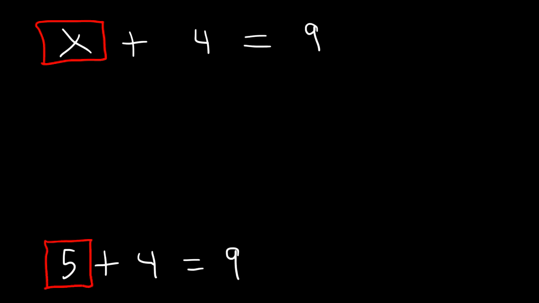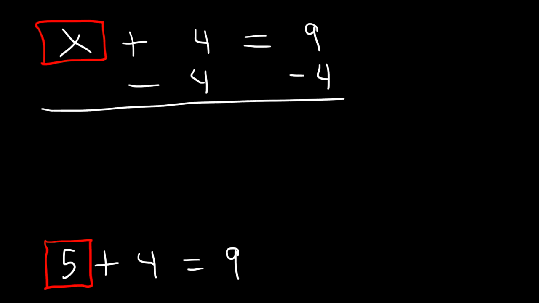Now, to show your work, what you need to do is you need to perform the opposite of addition. The opposite of addition is subtraction. So if we subtract both sides by 4, notice that we'll get the answer. Negative 4 plus 4 is 0, so these two cancel. And 9 minus 4 is 5, so x is equal to 5.